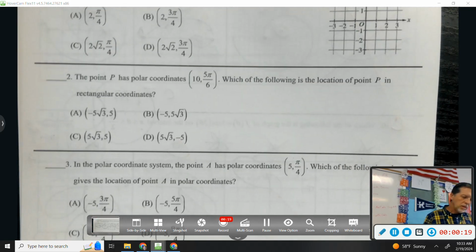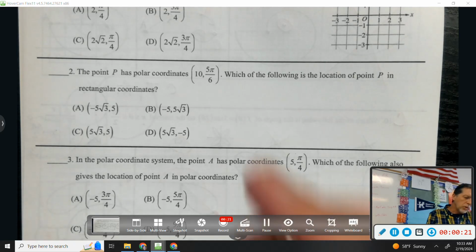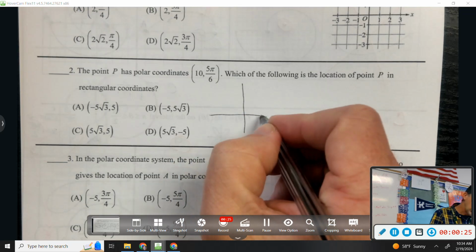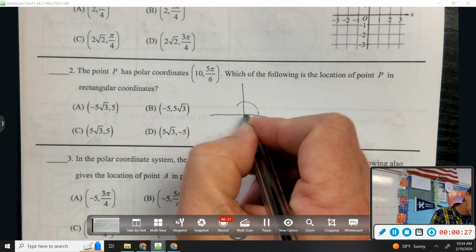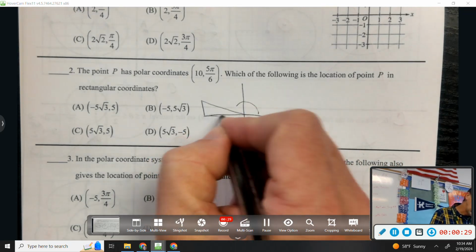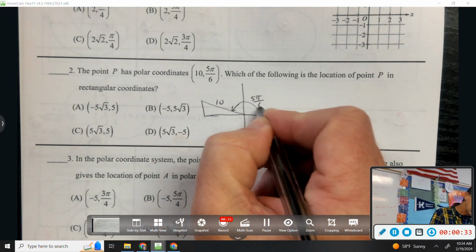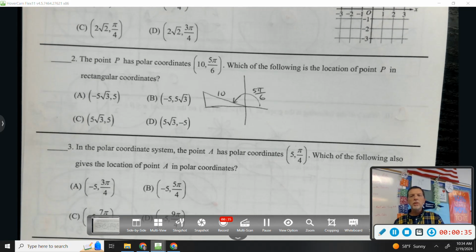Number 2. Point P has polar coordinates 10, 5 pi over 6. So rotate 5 pi over 6 and go out 10. Maybe you don't have to draw the picture, but maybe it helps. Which of the following is the location of point P in rectangular coordinates?